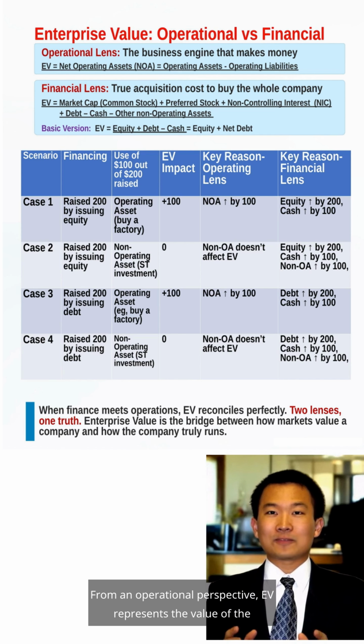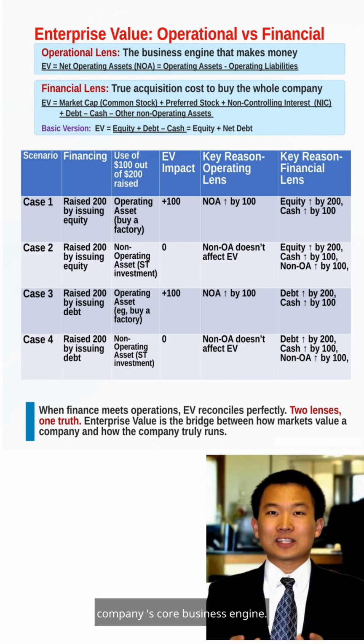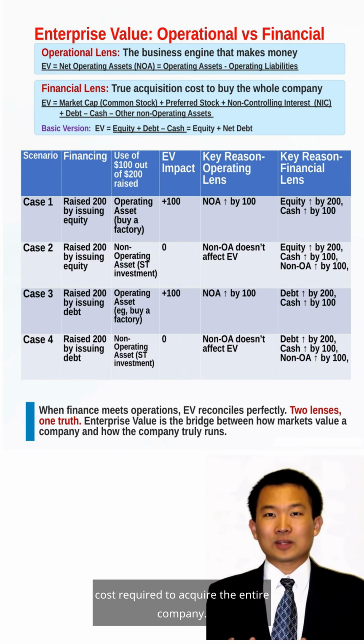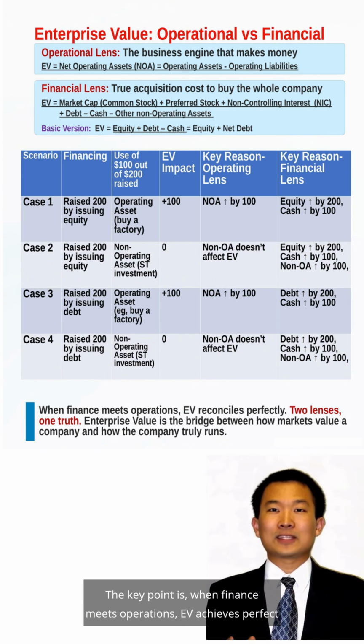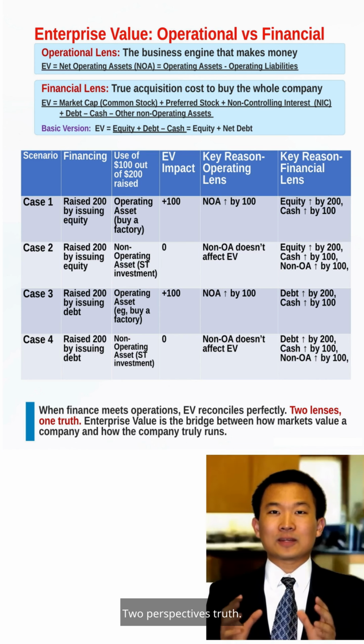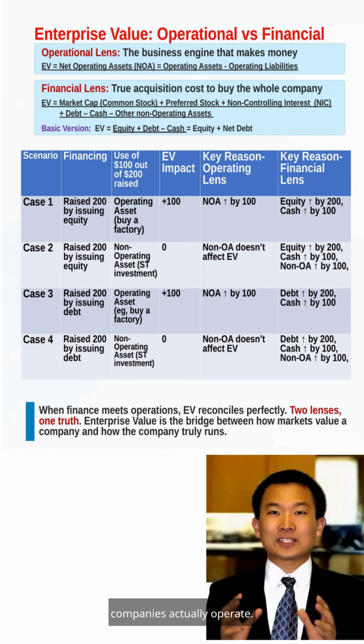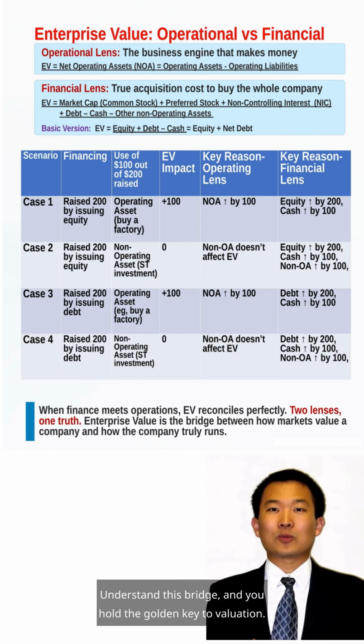From an operational perspective, EV represents the value of the company's core business engine. From a financial perspective, EV is the real purchase price, the total cost required to acquire the entire company. The key point is when finance meets operations, EV achieves perfect unity. Two perspectives, one truth. EV is the bridge between how the market prices a company and how companies actually operate. Understand this bridge and you hold the golden key to valuation.